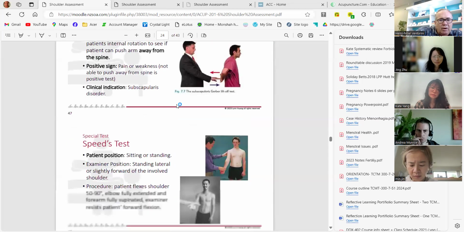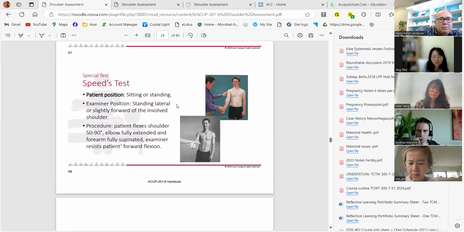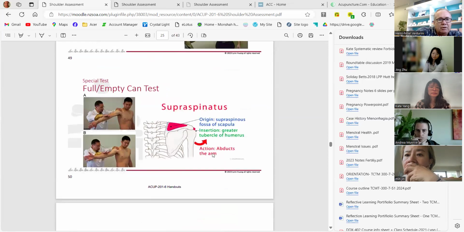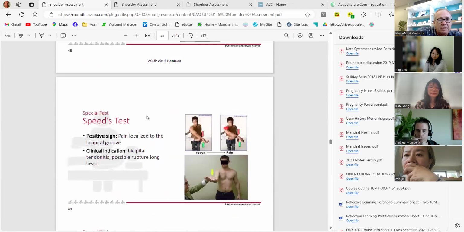So we don't need to go through that because we covered that. Speed's test, we looked at that. It's a resisted test where you're asking the client to extend the arm and you're placing a resistance on the wrist, and you're asking the client to flex. So the muscles, that's again a Speed's test.